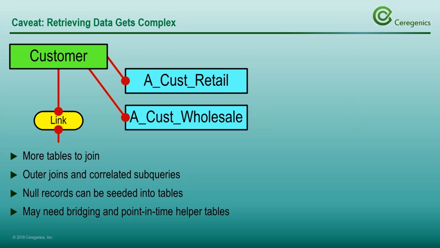So with more tables that need to be queried using outer joins and correlated subqueries, the SQL to retrieve data from a hyper-normalized data warehouse can become very complex to write indeed. We Agile data warehousing practitioners have devised some workarounds, such as seeding tables with null records for a given point in time, or pre-joining business objects to create point-in-time tables or bridging tables, but even with these techniques, retrieving data from a hyper-normalized data warehouse is not easy.